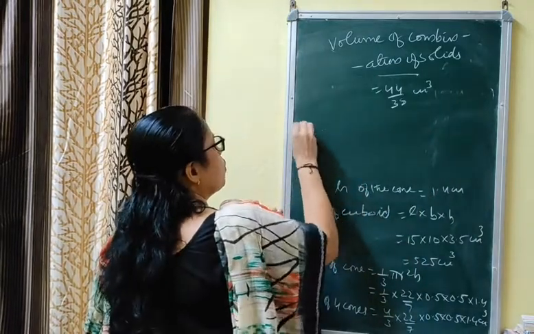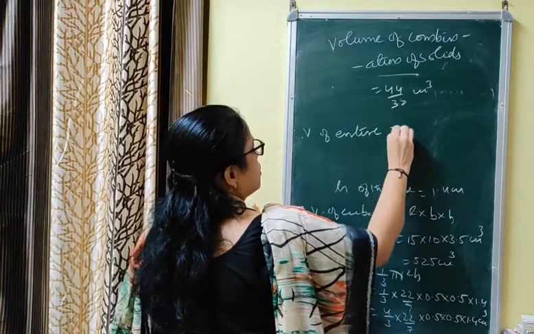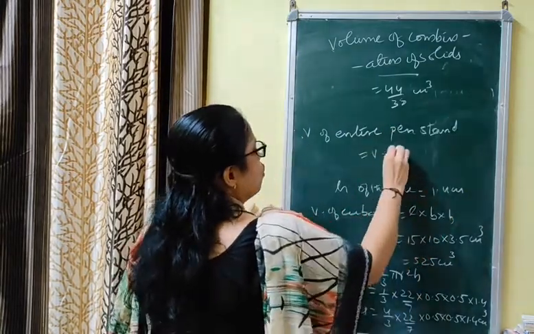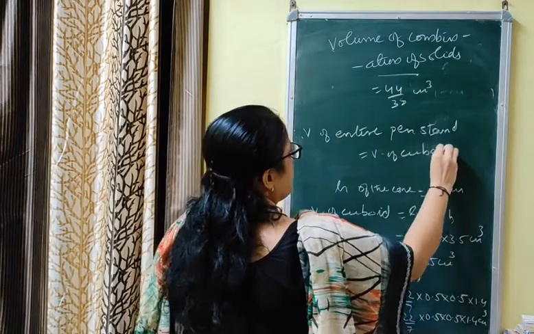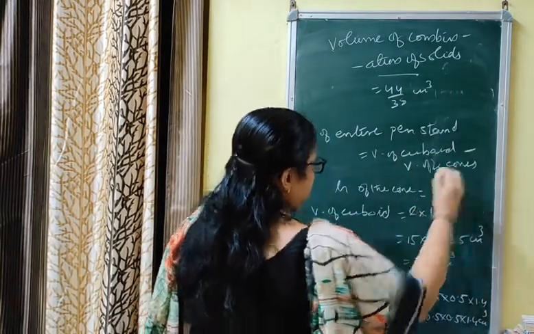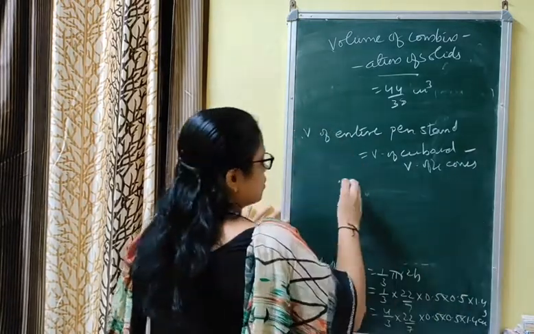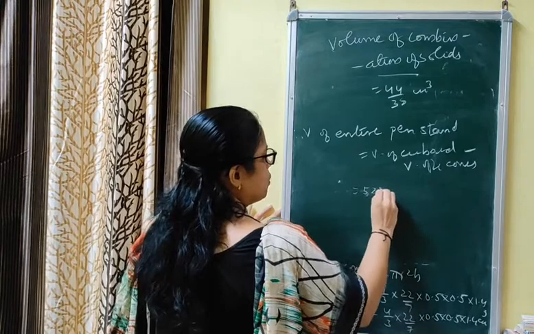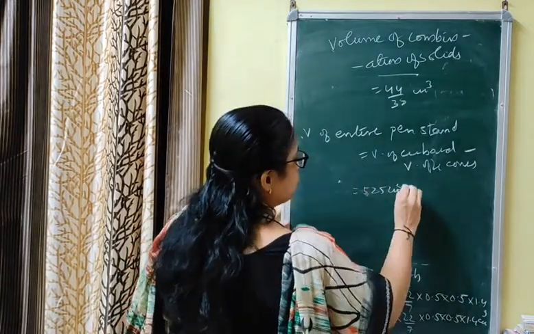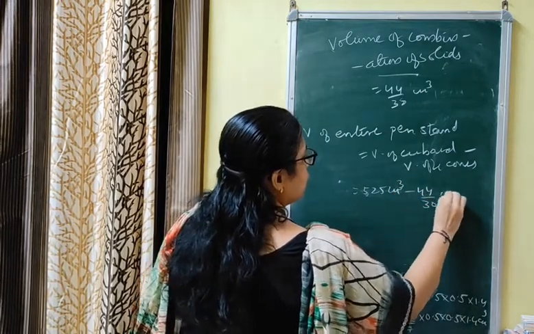Therefore, the volume of the entire pen stand is equal to the volume of the cuboid minus the volume of 4 cones. We found the volume of the cuboid is 525 cm cube, so 525 cm cube minus 44 by 30 cm cube.